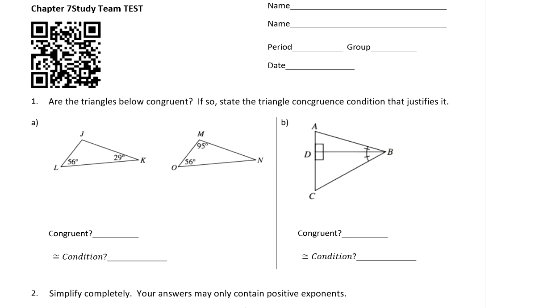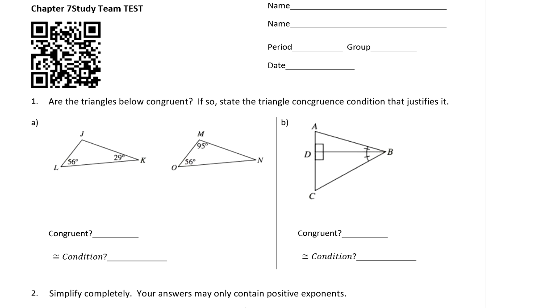So these are the solutions to the Chapter 7 study team test. I'm going to try and be thorough in my explanations and assume that you're confused or you don't know things. So if you find that this is going too slow, just skip forward to the questions that you need discussed. The first question, there's two parts, A and B.